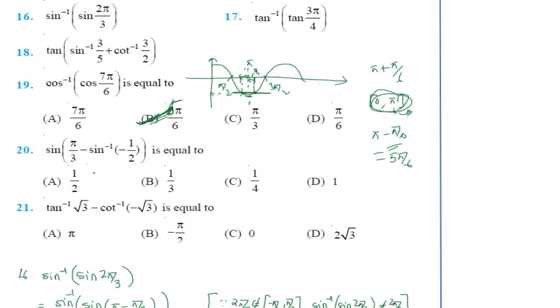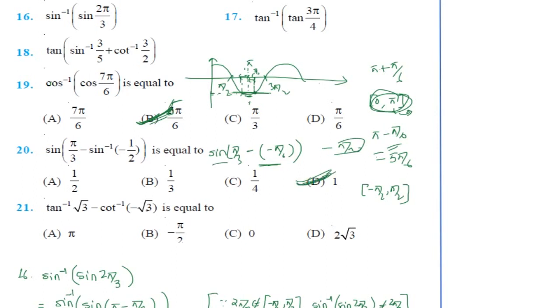Now coming to this question also, I'll be solving it with an easy method. See, sine of pi by 3 minus sine inverse of minus half. So let pi by 3 be there as it is. Sine inverse of minus half is simply minus pi by 6. Why? Because minus pi by 6 lies from minus pi by 2 to pi by 2, which is the principal range of sine inverse. So we can write sine inverse of minus half as minus pi by 6. Now pi by 3 minus of minus pi by 6 will give you pi by 3 plus pi by 6, and pi by 3 plus pi by 6 is pi by 2. So it is sine pi by 2, which is equal to 1.